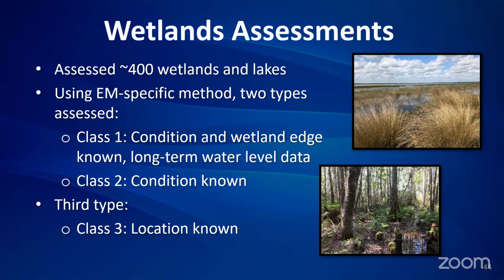For Class 1 wetlands, the environmental condition and the wetland edge elevation are known, and long-term water level data are available. For the Class 2 wetlands, we know the environmental condition. There's a 3rd type of groundwater dominated wetland or lake in the CFWI planning area, known as Class 3 wetlands. There are thousands of these, and all we know about them is where they are located.